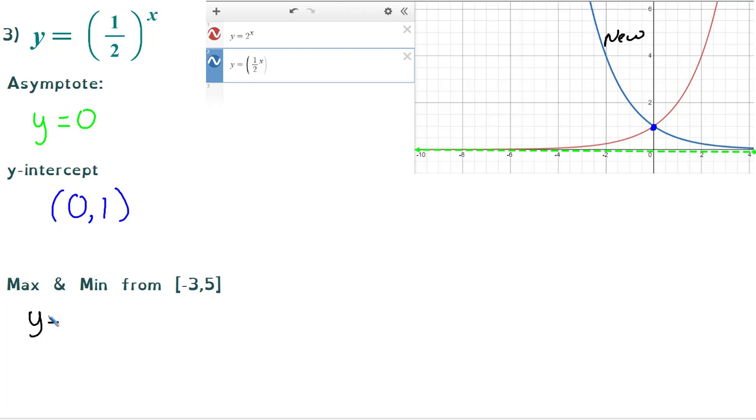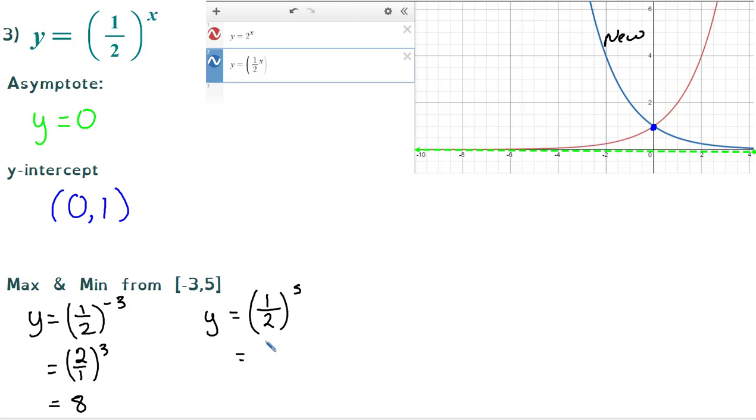So if I plug in a negative 3, oops, negative 3, not negative 2. That is going to cause it to flip the fraction, so it's going to become 2 over 1 to the 3rd, which is the same thing as 8. But when I look at the 1/2 to the 5th power, that's going to be 1 over 32, because 2 to the 5th is 32. So this is now our max, and this is our min. So when we have a decay, your max is the smaller of the two values. Your min is your larger of the two values.